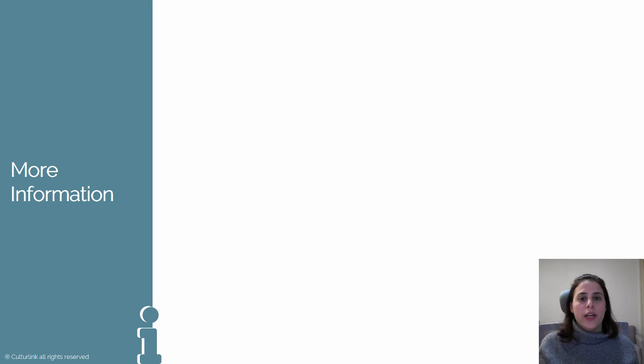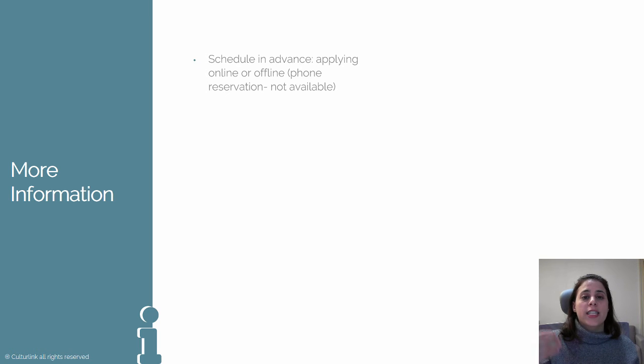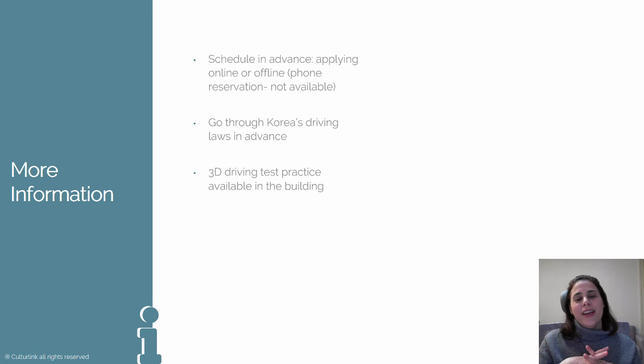A few tips from me when you're issuing your license. First, you can schedule in advance, either by applying online, registering online, or offline. But through the phone, it's not available. So you can either do it online or go to the traffic office and just register there. Another thing I would recommend is to go through the Korean driving laws in advance so you will know what everyone is talking about and what you need to keep in mind. There are 3D driving test practices available in the traffic offices. It costs a few won, but you can actually sit in the car and see the road and see what you need to do. So it can be a nice experience or a nice practice.